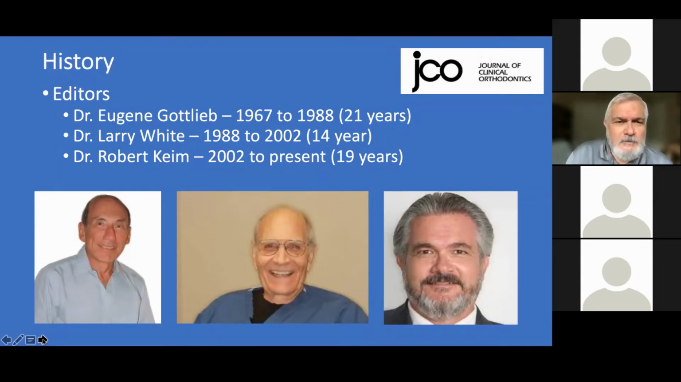Historically, Dr. Gottlieb founded the journal, first published in 1967, and he remained as the editor-in-chief for 21 years, from 1967 to 1988. Still very dynamic in writing at the time. He handed the editorship over to Dr. Larry White.